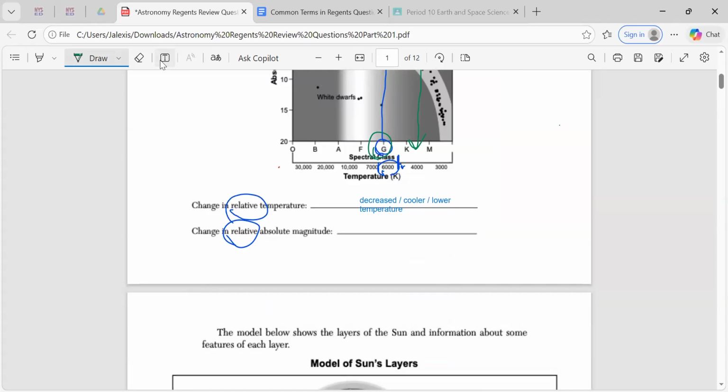So what happened to my change in relative absolute magnitude? The change, right? It also decreased. All right, or you can say lower magnitude value. So once again, when we see keywords that say relative, we're not looking for an actual value. We're looking for how did something change when we're comparing two different things.